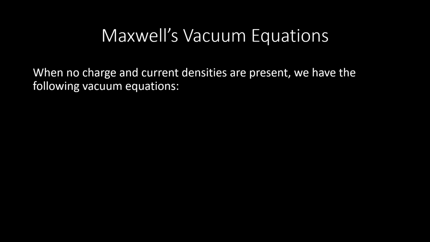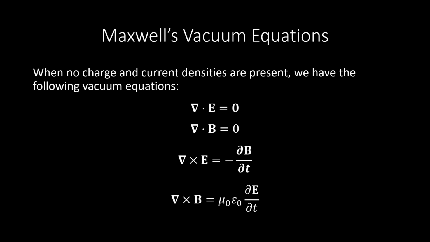Now let's switch to a vacuum. When no charge and current densities are present, we have the following vacuum equations. The divergence of the electric field is now equal to 0 since we have no source charges. The divergence of the magnetic field, on the other hand, remains the same. The third equation here for the electric field also remains the same. However, current density disappears in the Ampere-Maxwell law, leaving us only with the change of the electric field related to the curl of the magnetic field.